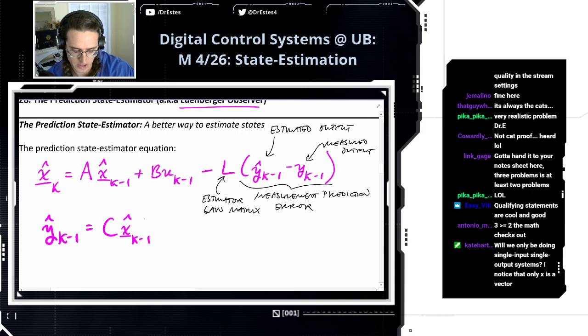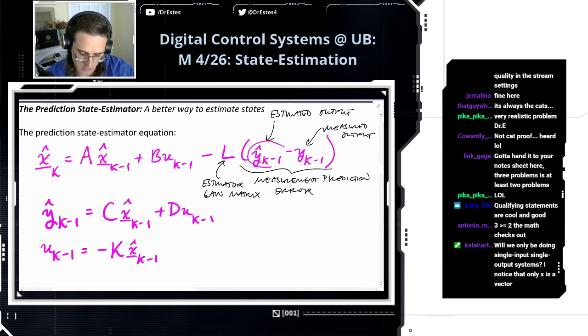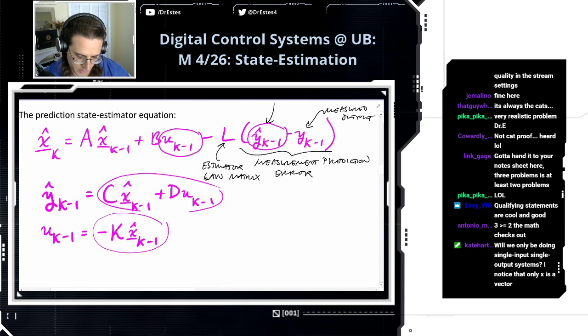Okay, so the estimated output is C times your estimated states plus D, which is often zero, but let's put it in here, D times our inputs. Now, let's also remember this. Because we're using state feedback, our control input is going to be minus our gain matrix times our estimated states. So everywhere we see an output estimate, we're going to substitute in this expression. And everywhere we see our control input, we're going to substitute in what we know our control input to be. So let's grind through that.